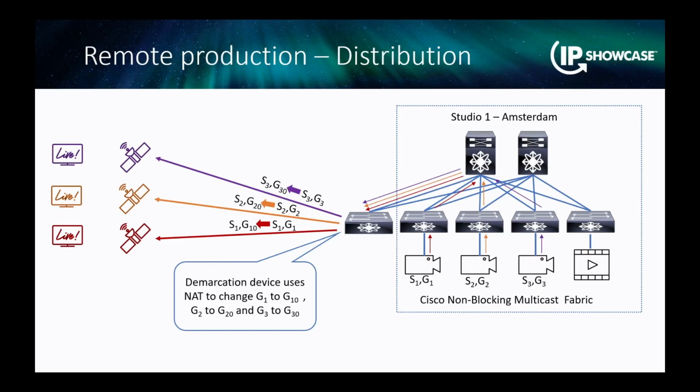So in this case, we are translating S3G3 into S3G30. So it's totally hidden, totally masked to everybody in the distribution network, what you're doing internally in your network. So another use case for the Multicast NAT when it comes to distribution.